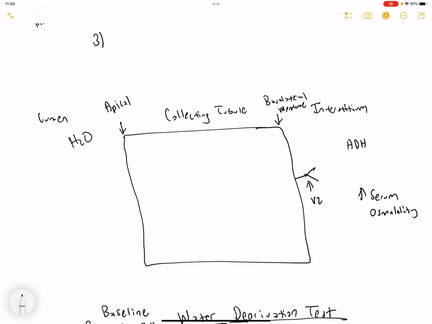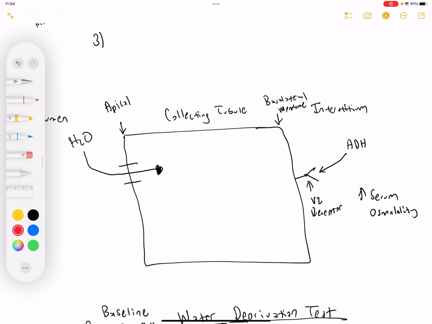And the way our body does that is by the release of the antidiuretic hormone from the posterior pituitary. And when we release this antidiuretic hormone, it binds to the V2 receptor on the basolateral membrane of the collecting tubule, and then we're able to put aquaporins on the apical surface, and this way we're able to reabsorb water.